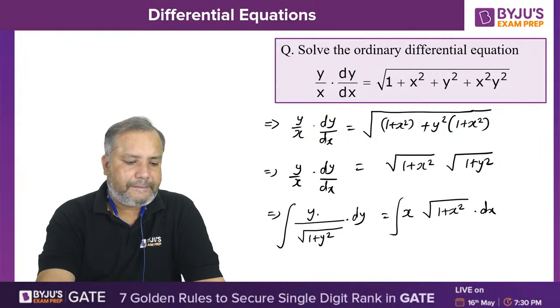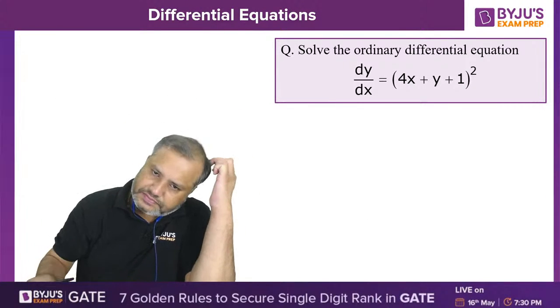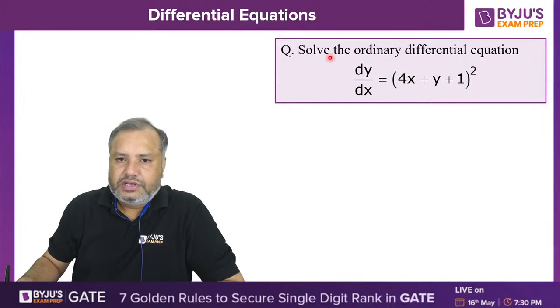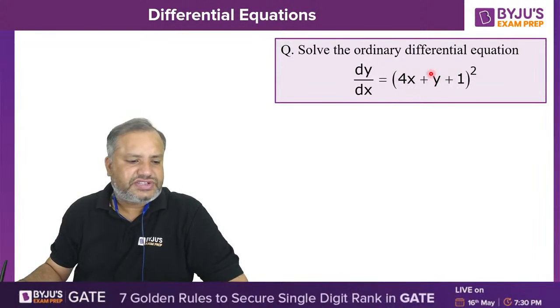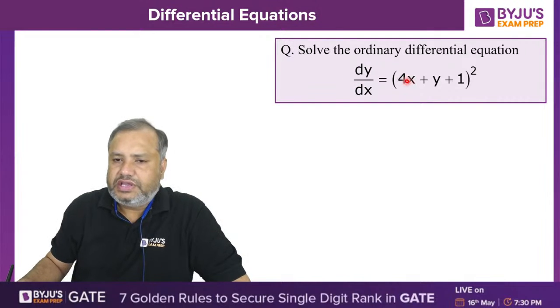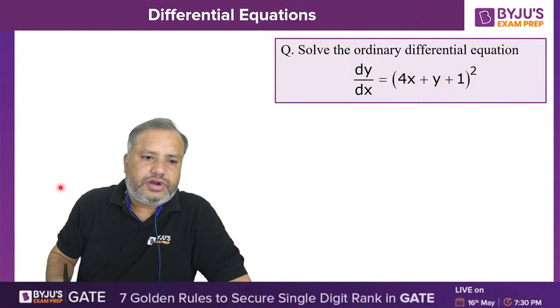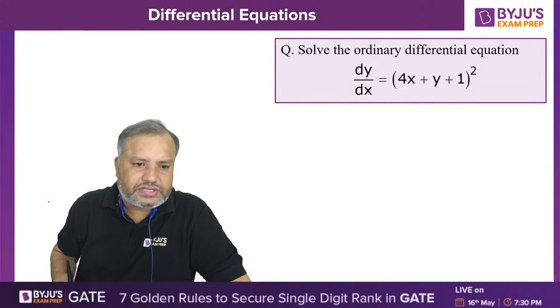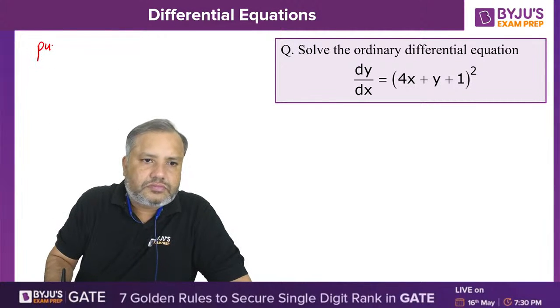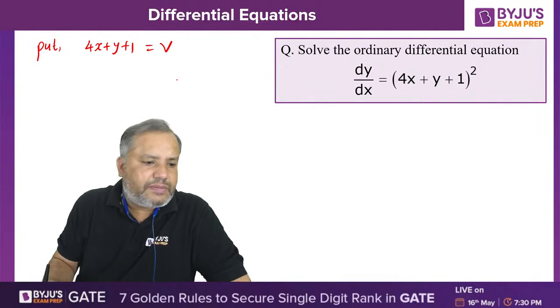Let's proceed. Now see here. Solve this differential equation. In this type of differential equation, we are having a mixed function of x and y. So what you need to do is substitute this 4x plus y plus 1 as a new variable v.